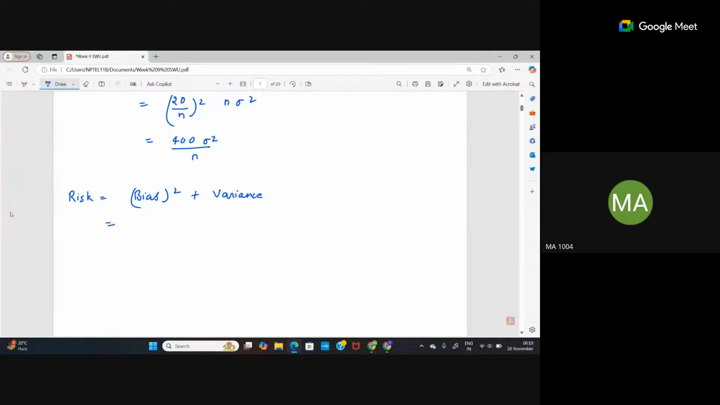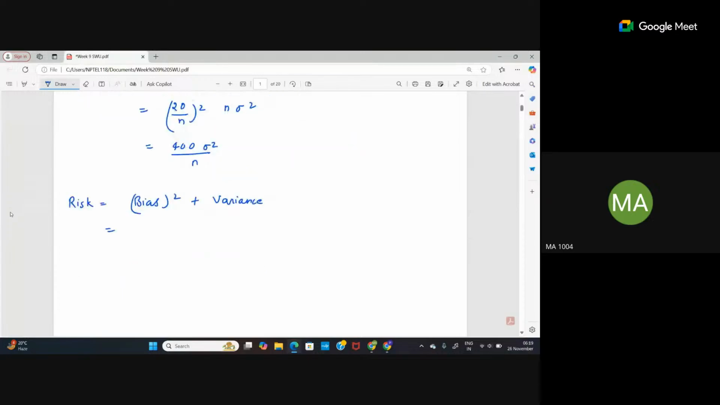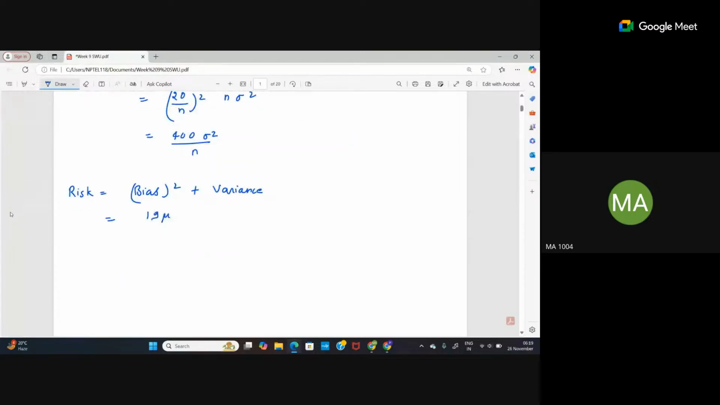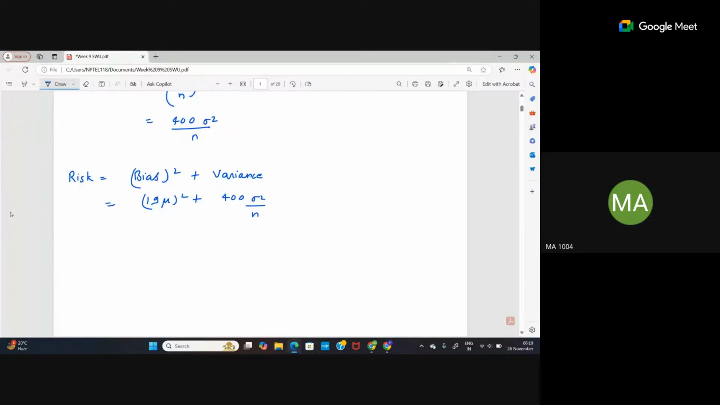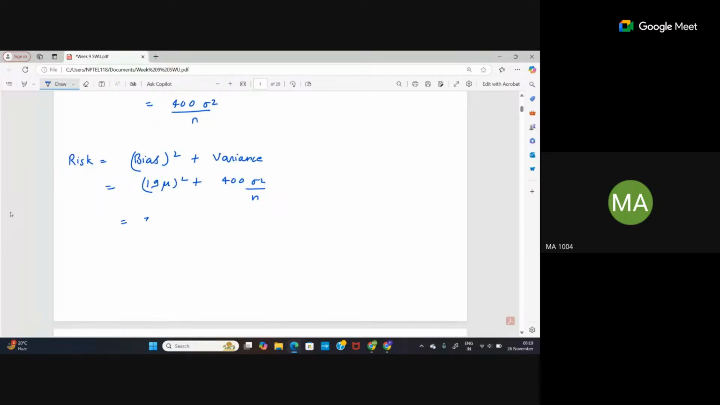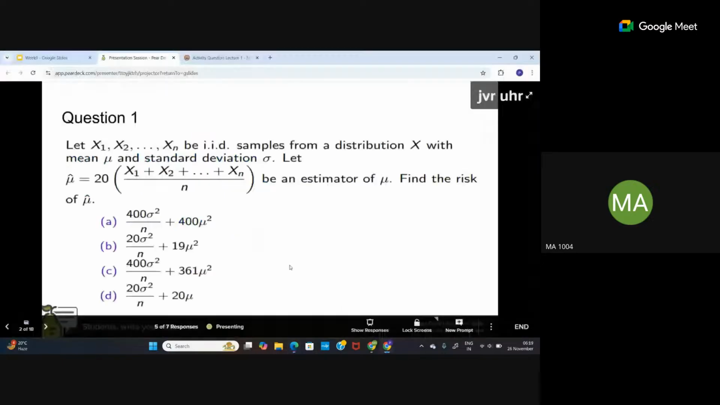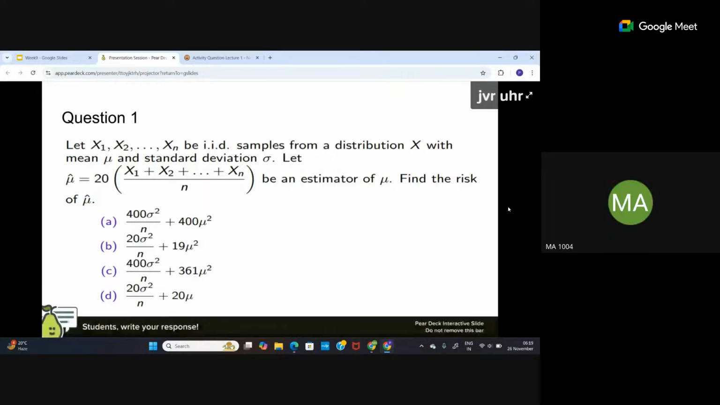So bias we have calculated it as 19 mu, so it will be 19 mu square plus variance is 400 times sigma square by n. So 19 square, which is 361 mu square plus 400 sigma square by n. In the given options, we can see that option number C will be correct, right? Any doubt? No, ma'am.